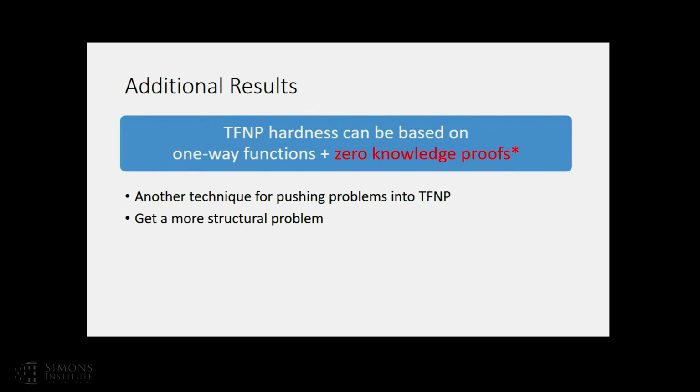Just one additional result in the paper is another connection between TFNP and crypto. This is a totally alternative approach for showing TFNP hardness. The result is that you can base TFNP hardness on any one-way function and some variant of zero-knowledge proof. This is another very general technique for pushing problems into TFNP. So you have some problem, let's say even SAT, and you want to make a TFNP instance out of it.